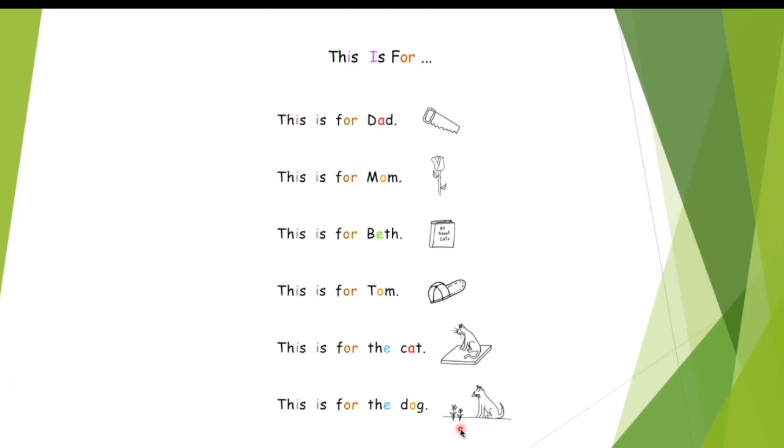What are these? Flowers, and there is a bone also, and there is a dog. So let's read the sentence for us to know what's happening in this picture. This is for the dog. So what do you think is for the dog? Is it the flowers or the bone? Of course, it's the bone, because dogs don't mind the flowers, but they love to have some bones.